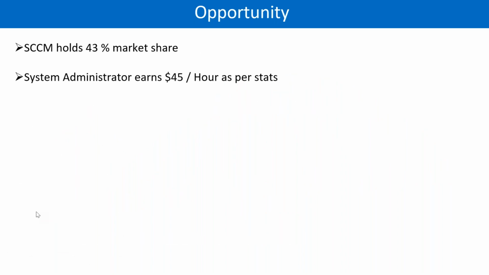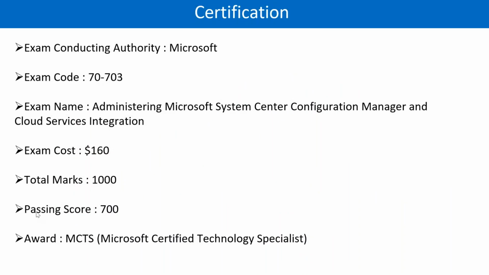So we used to have one certification before, that is 70-703. This was the exam code, but that is expired. We don't have any certification for SCCM at the moment. Okay, no specific certification.